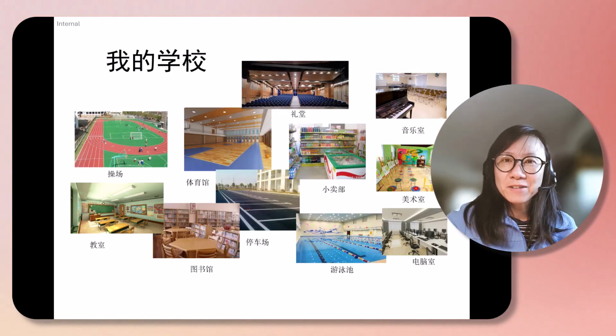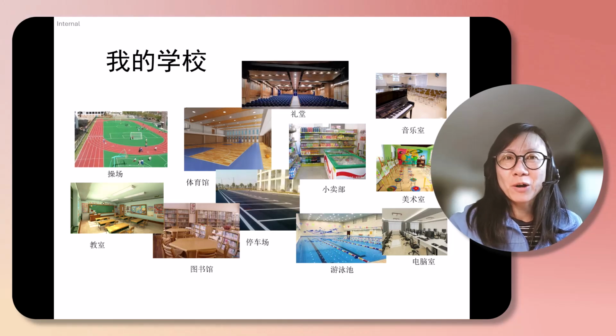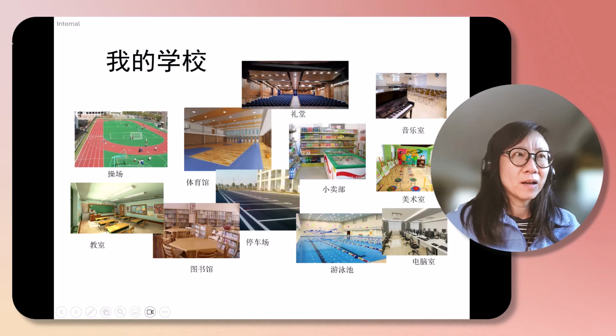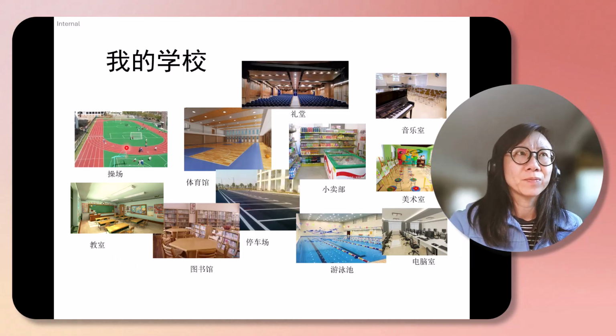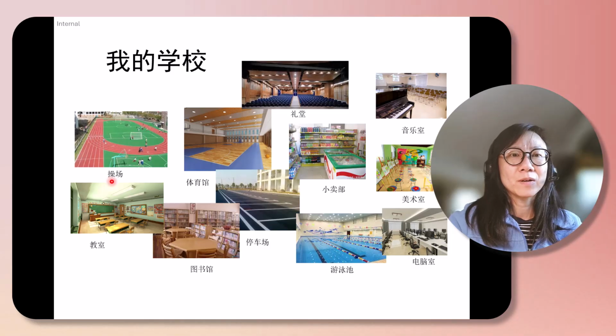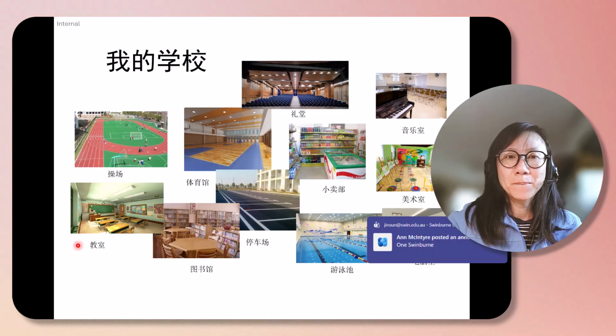你还记得这些地方吗？ Can you still recall what these areas are in your school? I'm going to highlight the place and you're going to have a look at the places and recall what they are. So, what is this place? 操场. And what about this? 教室.